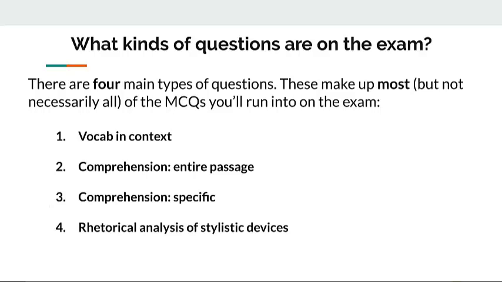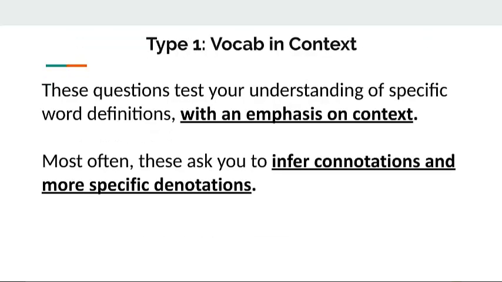The first one is vocab and context. The second, comprehension, where you're answering questions about the entire passage. The third is comprehension, where you're answering questions about a specific moment in the passage. And the fourth is rhetorical analysis of stylistic devices. So let's take a look at each one of these types of questions in more detail.